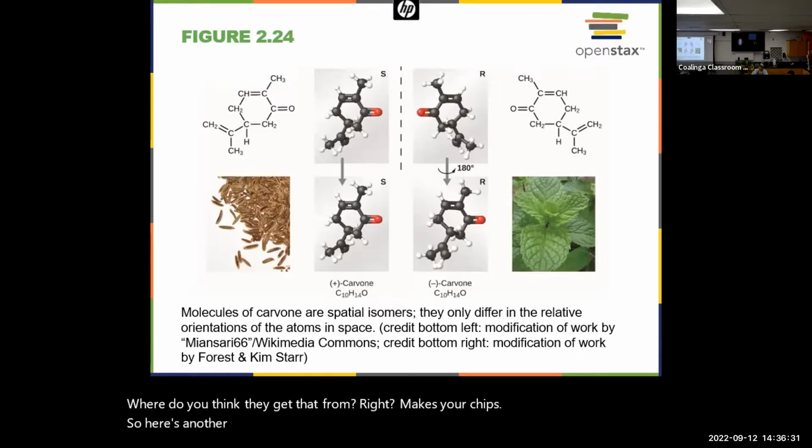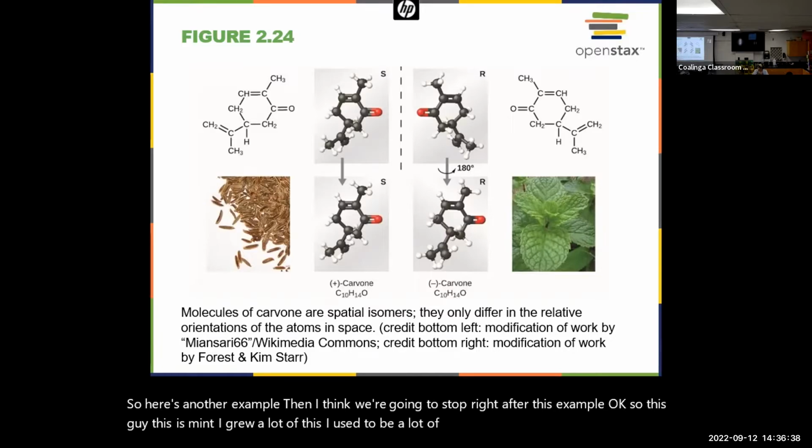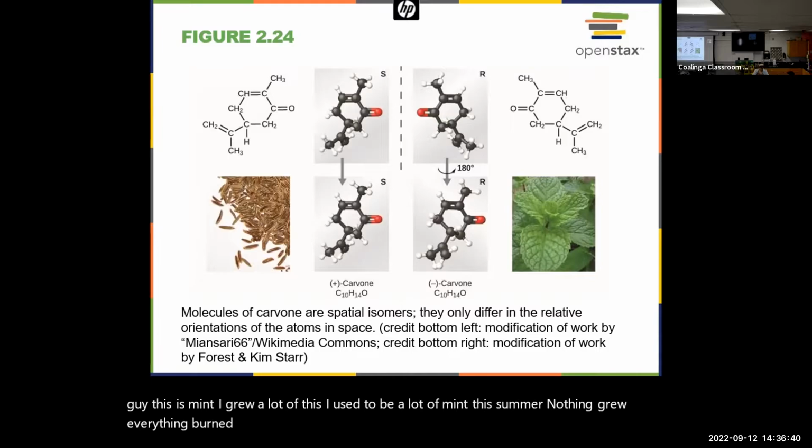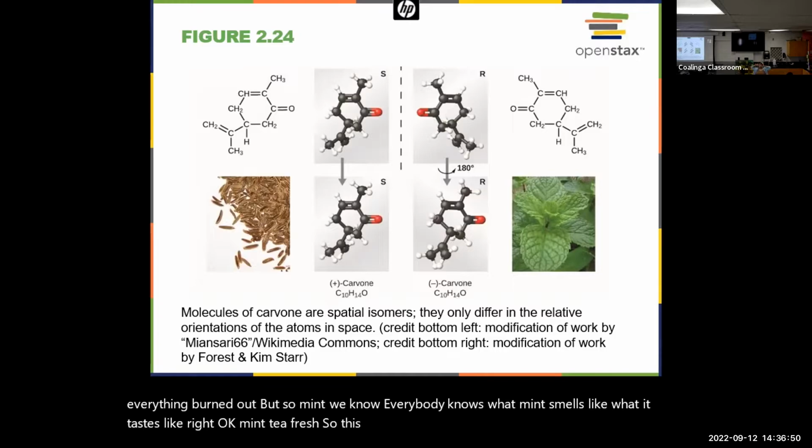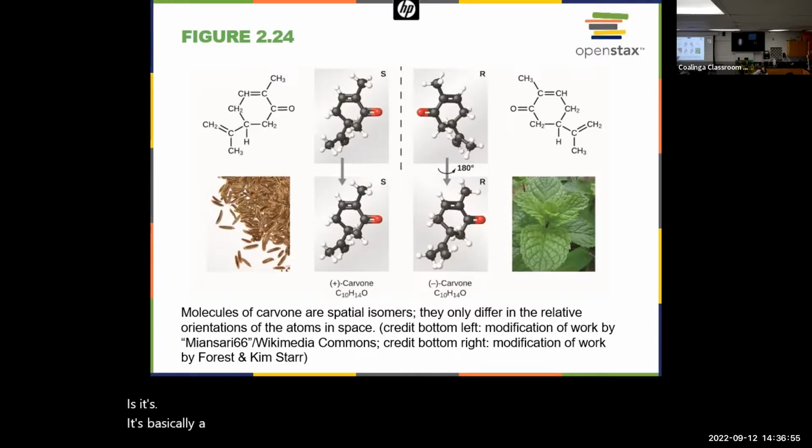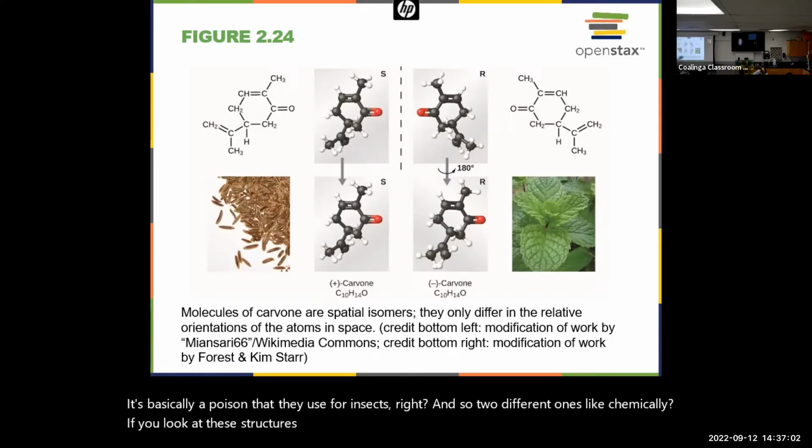Okay, so here's another example. Then I think we're gonna stop right after this example. This guy is mint. I used to grow a lot of it. This summer, nothing grew. Everything burned up. But mint, everybody knows what mint smells like, what it tastes like, right? Minty fresh. So this here is basically a poison that they use for insects. Two different ones, but chemically, if you look at these structures, they're both called carvone. One is a plus and one is a minus.